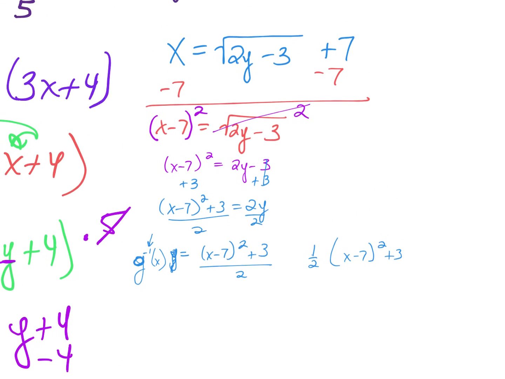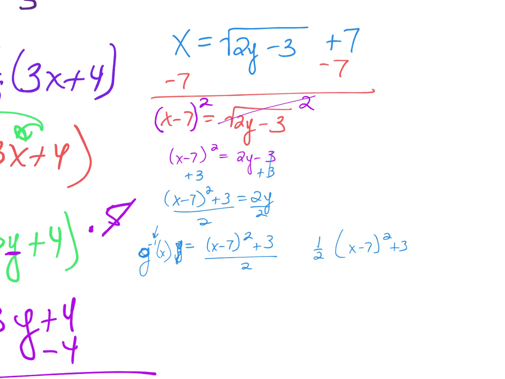And then if you check, look at your original. In the original, we had a square root, and here we're squaring, yes? In the original, we were adding 7, and in here, we're subtracting 7. In the original, we were subtracting 3. In the inverse, we're adding 3. And in the original, we were multiplying by 2. And in the inverse, we're doing what? Dividing by 2. Does that make sense? You guys okay? All right, that's it. That's all we have for inverses.